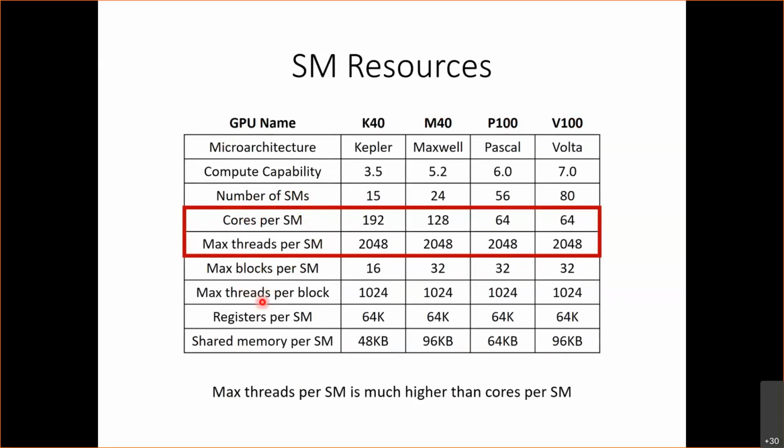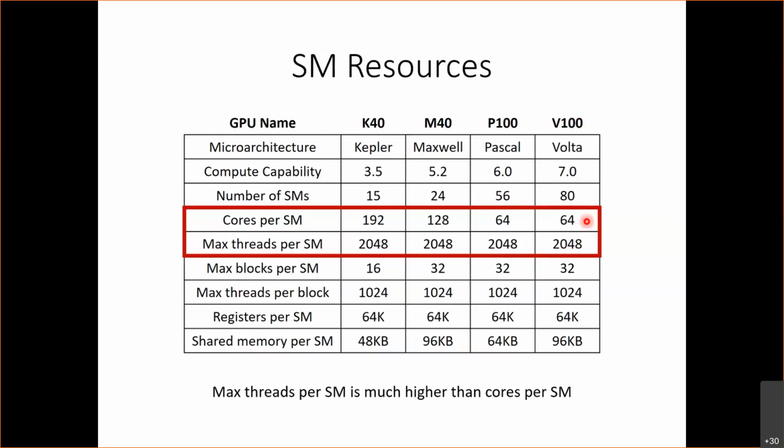We'll talk about some of these later. For now, I want to focus on these 2 things. So here you'll notice that for all the different architectures, they usually support many more threads than they actually have cores on the SM. And if you look at the Volta V100 architecture, it can support 2,048 threads being assigned to the SM at the same time, even though it has only 64 cores.